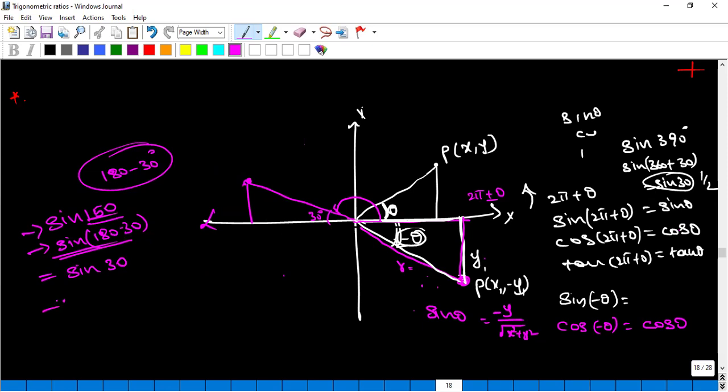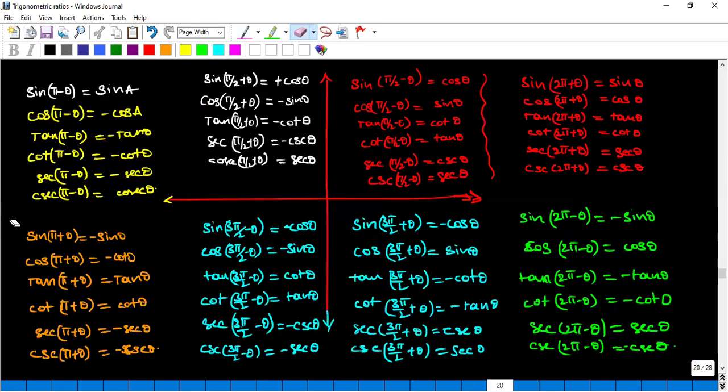Okay. Then what is cos 150? Cos 150 is nothing but cos 180 minus 30. We know in second quadrant cos is negative. So we will write here minus cos 30. Okay. But how can we remember all these very easily? It's very important. Just observe this particular thing.